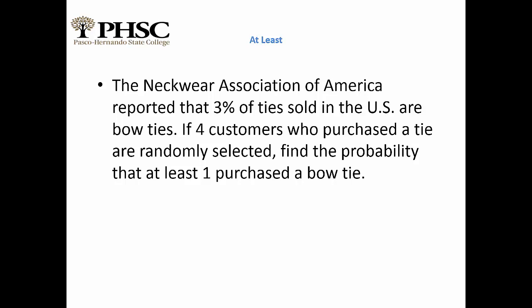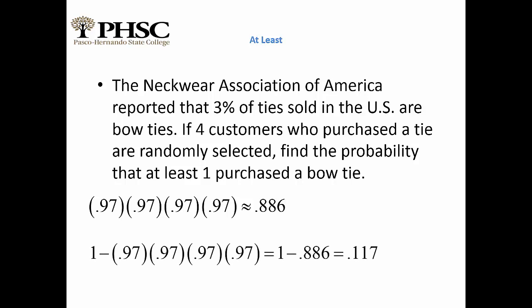Last example, the Neckwear Association of America reported that 3% of ties sold in the U.S. are bow ties. If 4 customers who purchased a tie are randomly selected, find the probability that at least one purchased a bow tie. Again, find the probability that you don't get any bow ties, right? So that's going to be 0.97, and then you're going to multiply that 4 times. You get 0.886. Subtract that from 1. So the probability that at least one customer purchased a bow tie is about 12%.